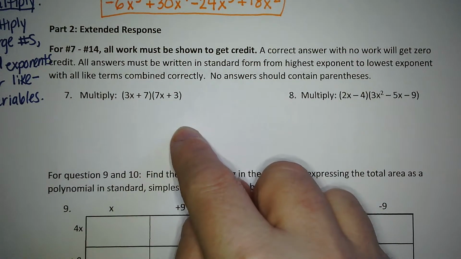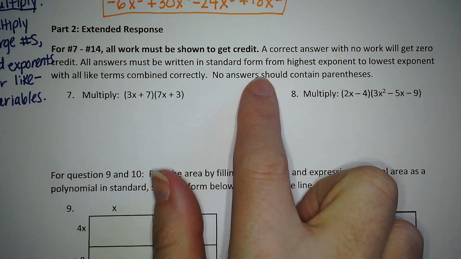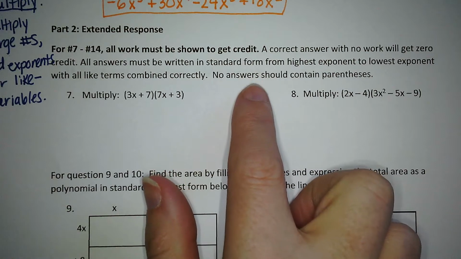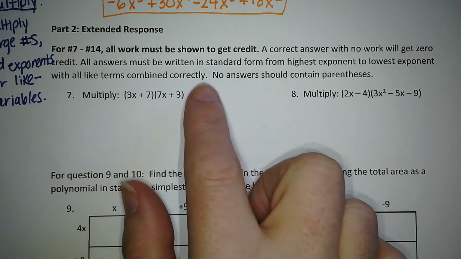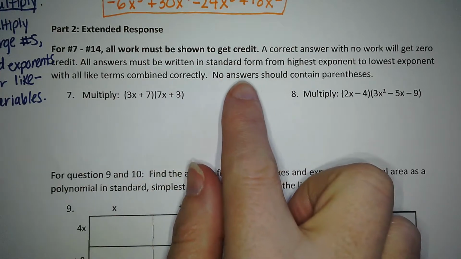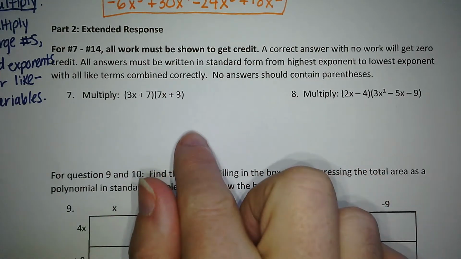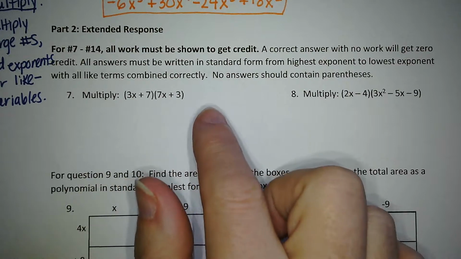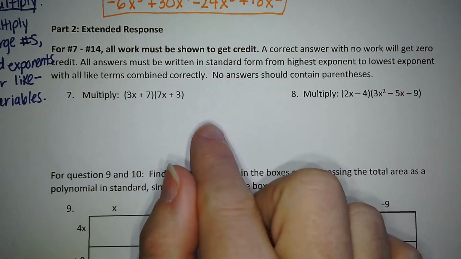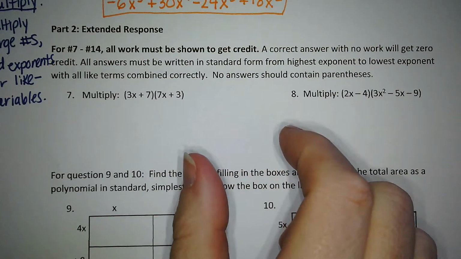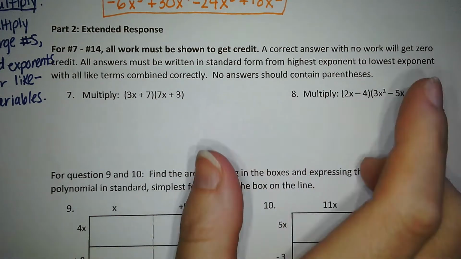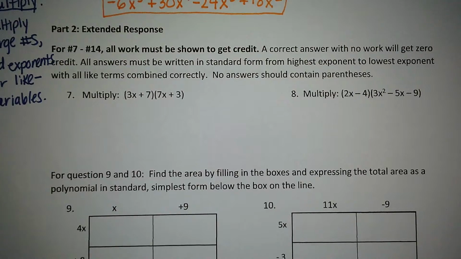Your answers need to be in standard form from highest exponent to lowest exponent, and all your like terms have to be combined correctly. The last thing is, at no time should any of your answers contain parentheses. So those of you that were working off of a math app during your homework time, it's not going to be applicable here, because if you have answers with parentheses in them, they are not correct.